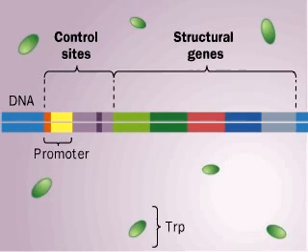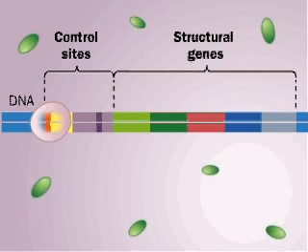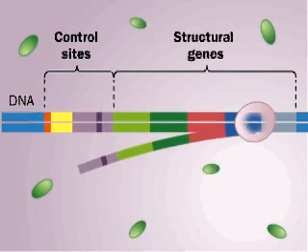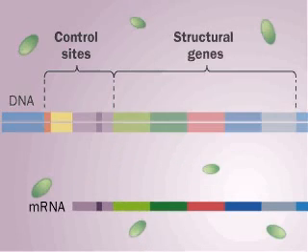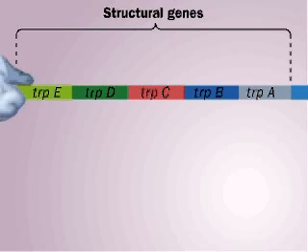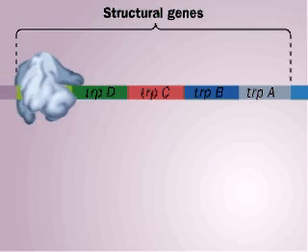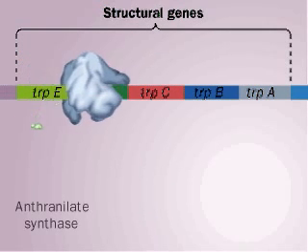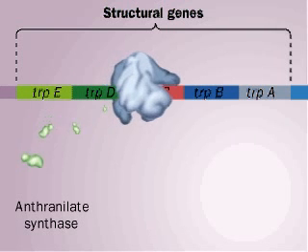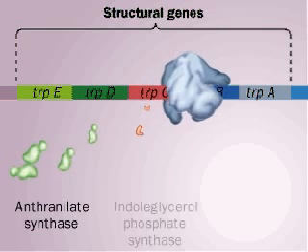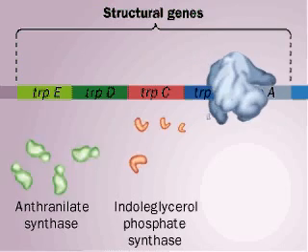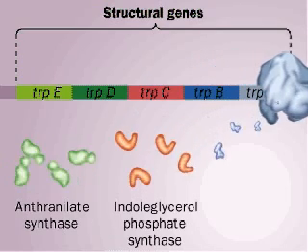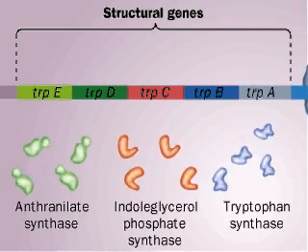When the bacterial cell's tryptophan levels are low, RNA polymerase can bind the promoter and transcribe the structural genes. Each gene encodes a protein chain for an enzyme in the trp synthesis pathway: trpE and D for anthranilate synthase, trpC for indole glycerol phosphate synthase, and trpB and A for tryptophan synthase.